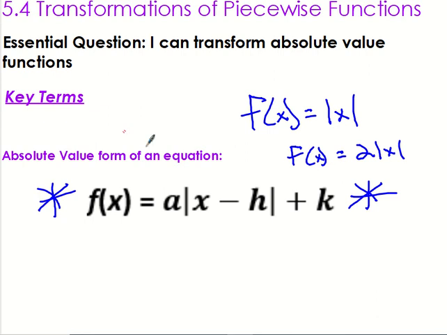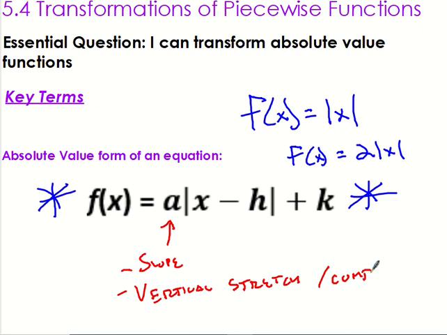Now, what we've already worked with is this a value. This is the slope, really, but it's also known as the vertical stretch or compression of the graph. So it makes it skinnier, it makes it wider. Now, what we're going to do is come back and add to this. We're going to figure out, well, what is this value and this value? How does this affect our absolute value function? So that's what we're going to get into now.